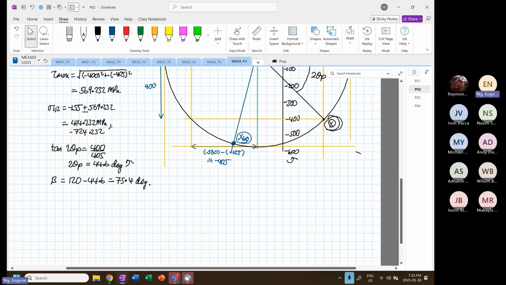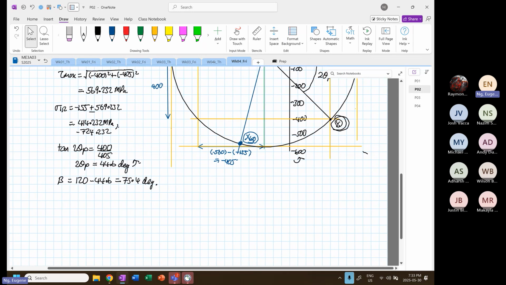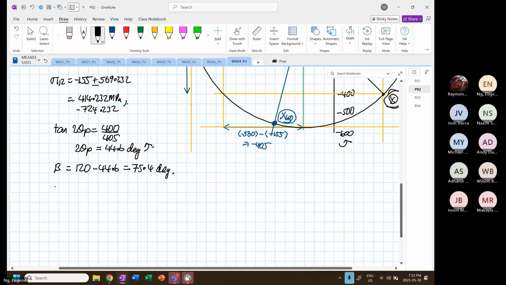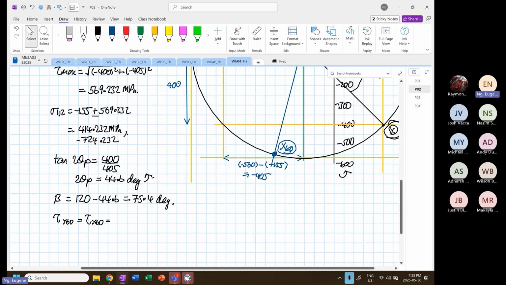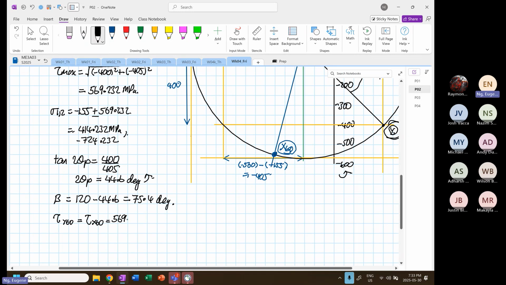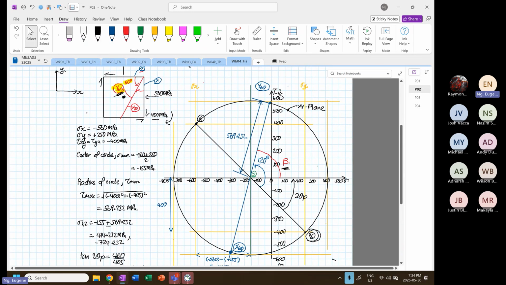Now the first thing that I strongly encourage you all to do is find the shear first. So the shear of y60 is also equal to the shear of x60, and this is equal to tau max, 569.232, and then it will be sine, and the angle to use is 75.4. So 569.232 times sine 75.4, you have a shear magnitude of 550.851 megapascal.